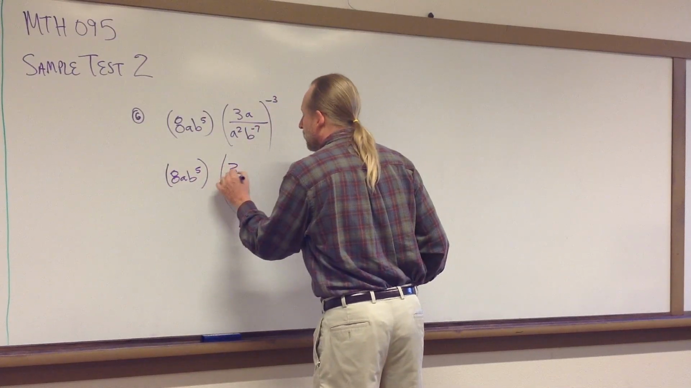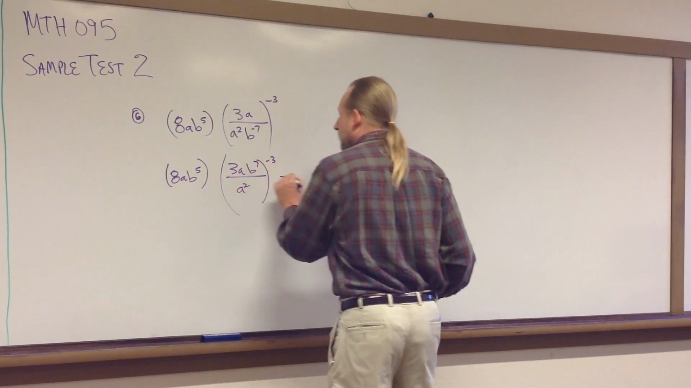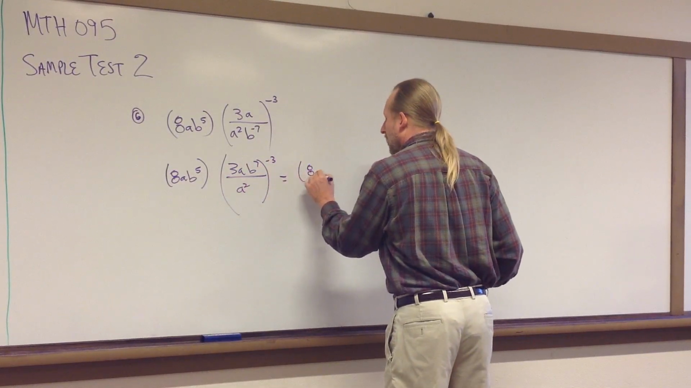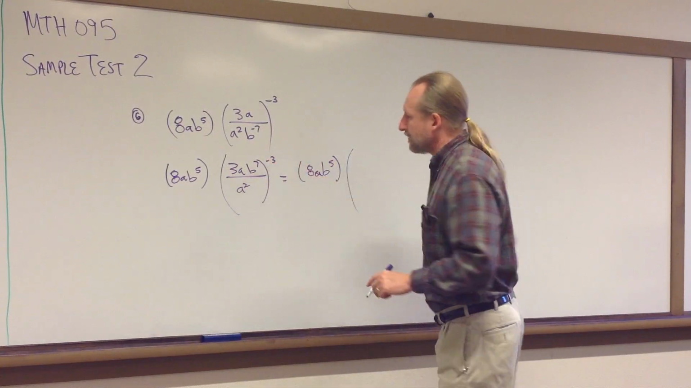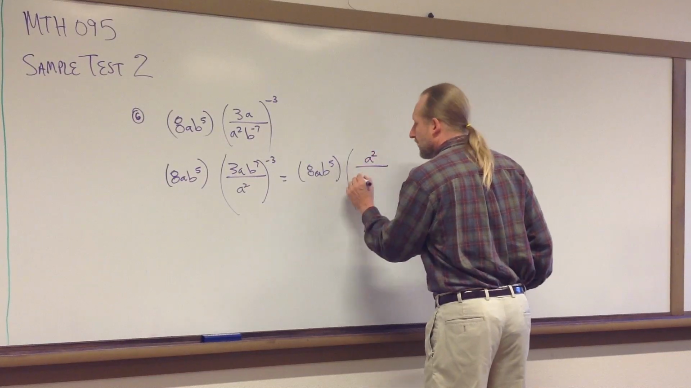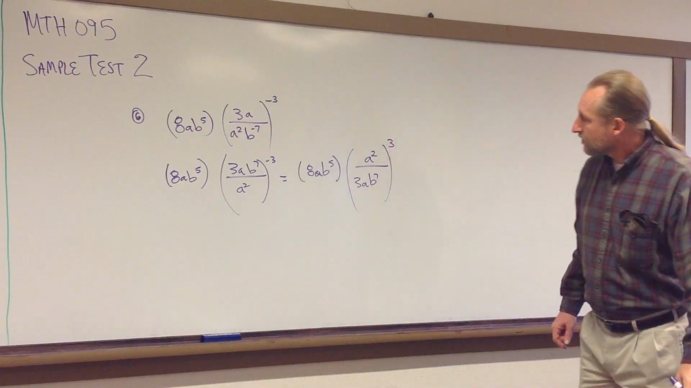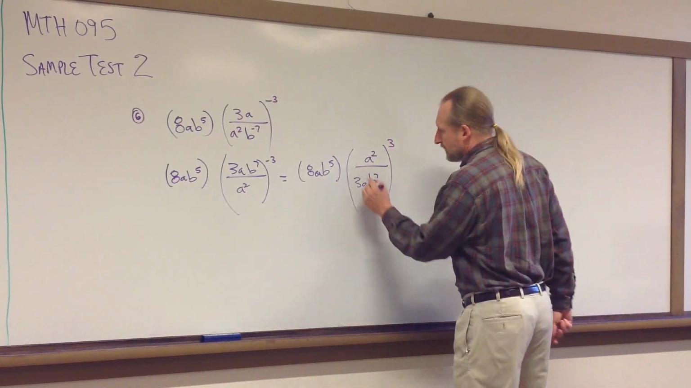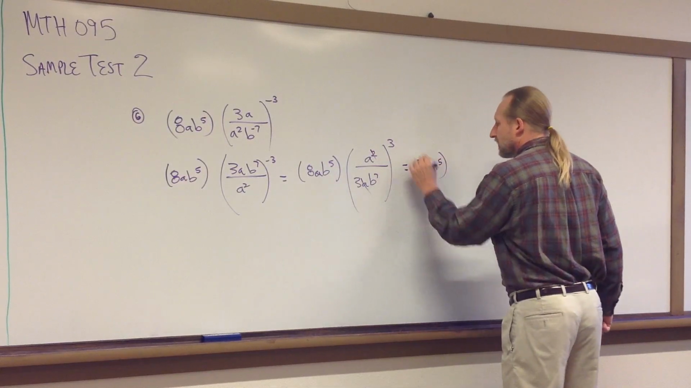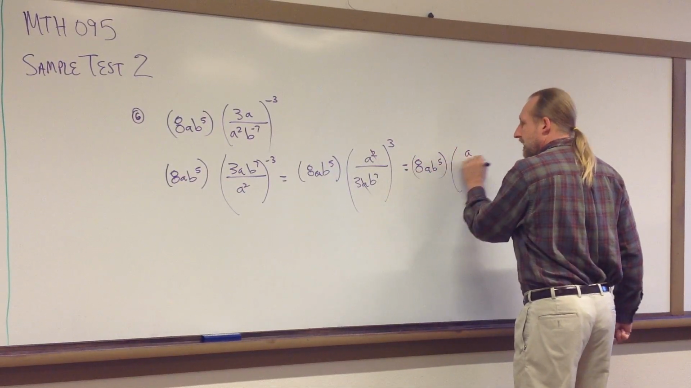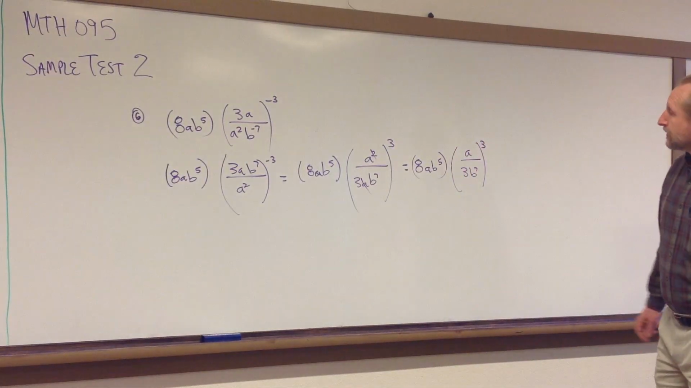And this one I'll have 3ab to the 7th over a squared to the negative third. And then I'm going to flip this over and make this a positive third power: a squared over 3ab to the 7th, to the third power. And also I can cancel this a with one of these a's. So let's see what we come out with here. We'll have a over 3b to the 7th, and that's going to get raised to the third power.